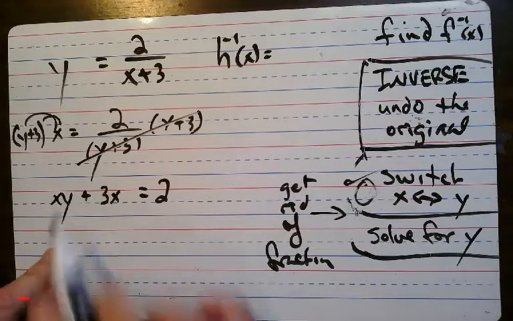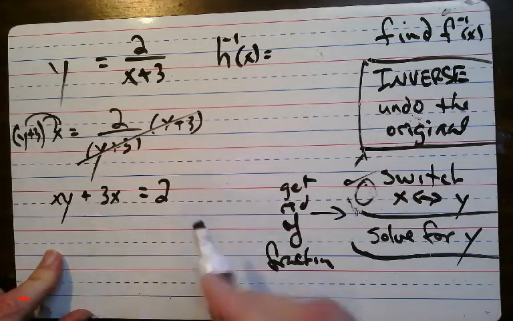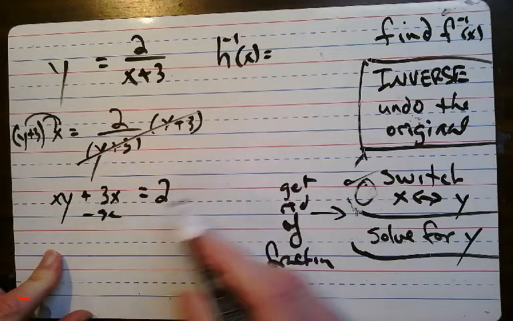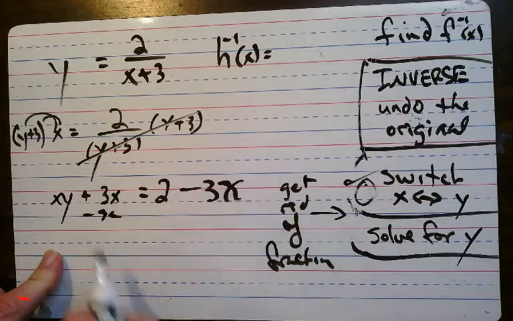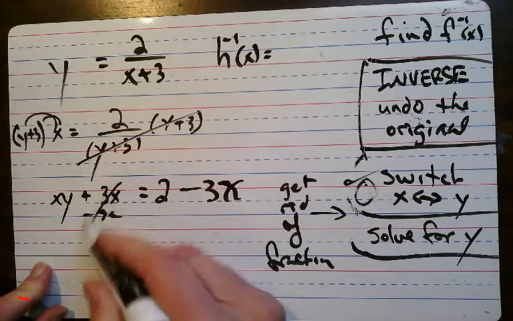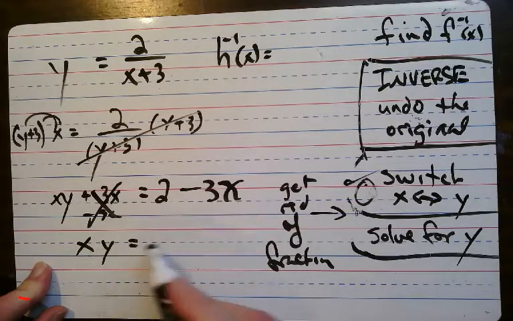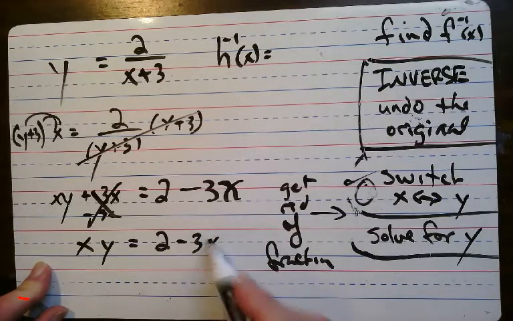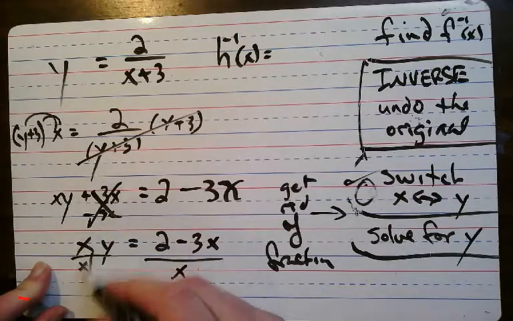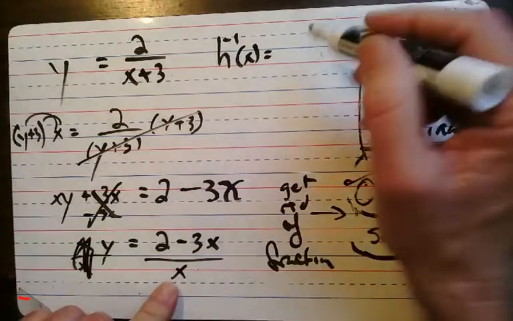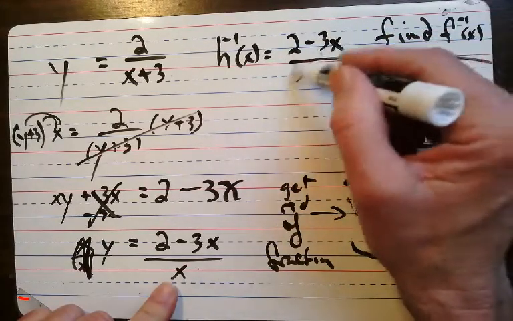Easy smeezy. Can I get y by itself? Absolutely. I have to subtract 3x. And then I'll have x times y equals 2 minus 3x, right? And then I just have to divide by x. So what's the inverse? 2 minus 3x divided by x.